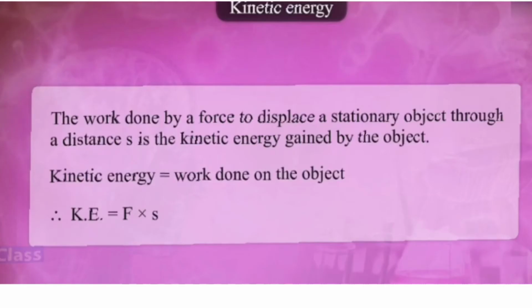So if we write it in the form of a formula, kinetic energy we write in short as K.E. So K.E. is work done. Work done is force into displacement, so F into S.